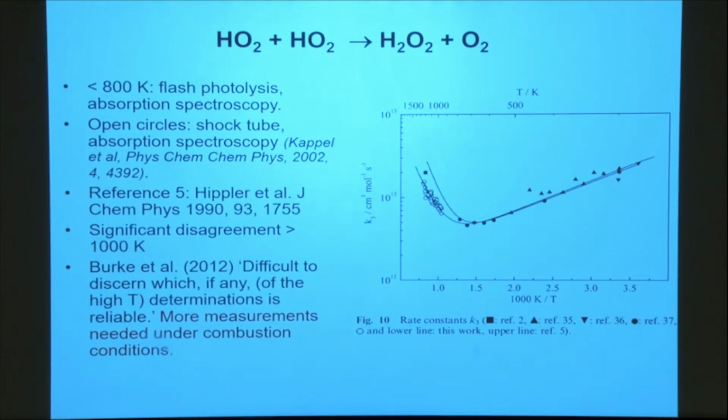It's an example of HO2 plus HO2. Not quite such a huge amount of scatter in the data here, but we do see quite an interesting temperature dependence for this reaction, and we do see some scatter in the low temperature data here. So Mike Burke's paper suggested that actually it was fairly difficult to discern which, if any, of the high temperature determinations were the more reliable, and suggested we needed more measurements in combustion conditions.